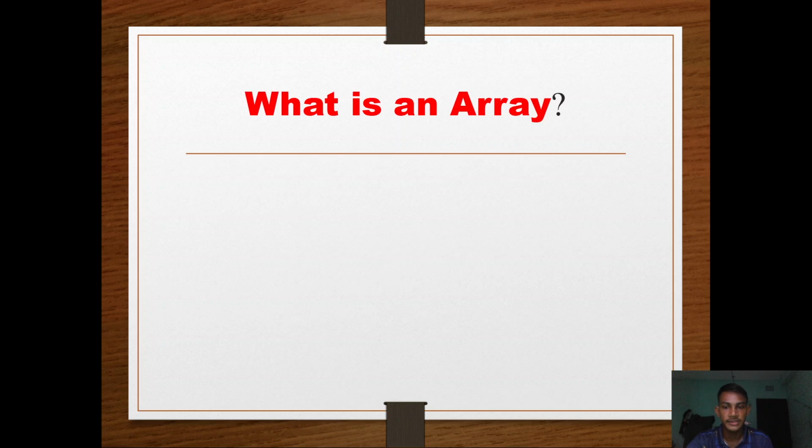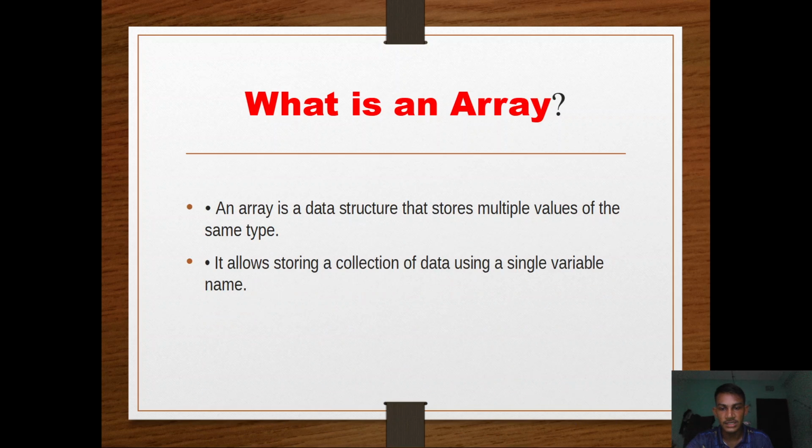What is an array? First, let's understand what an array actually is. An array is a data structure that allows us to store multiple values of the same type in a single variable. For example, instead of creating 5 separate variables for 5 marks, we can store all of them together in one array called marks.